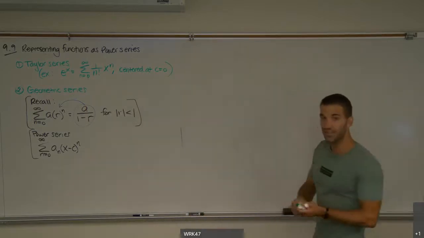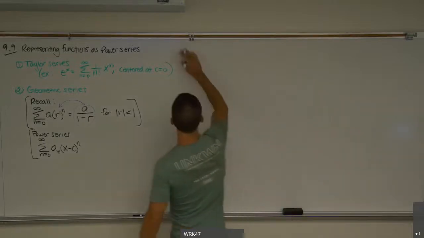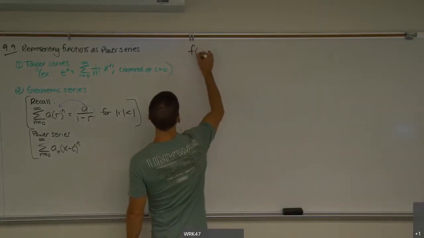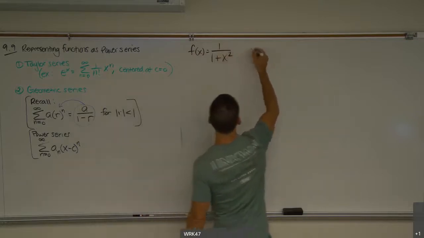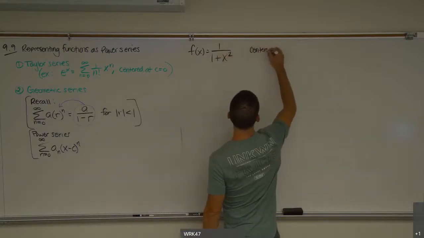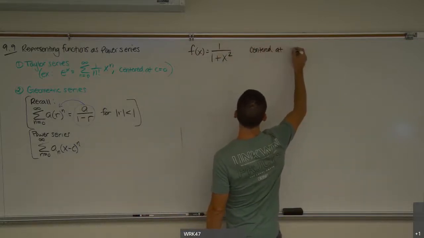We're going to do a couple things. One is we can also think of maybe 1 over 1 plus x squared, centered at 0.